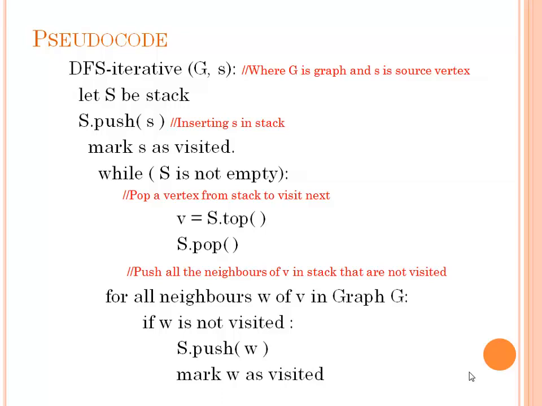store the top value in V, that is V = S.top, and delete the top element, S.pop. For all the neighbors W of V in the graph G, if W, which is a neighbor of V, is not visited, visit that particular W and push it onto the stack, so S.push(W), and now mark W as visited. Repeat this process until the stack becomes empty.